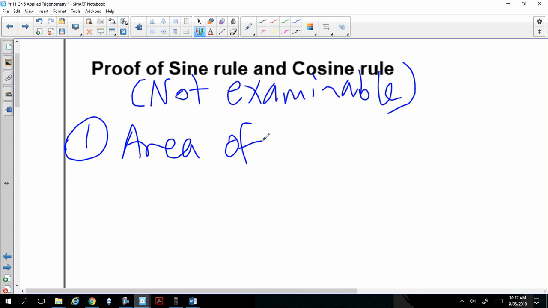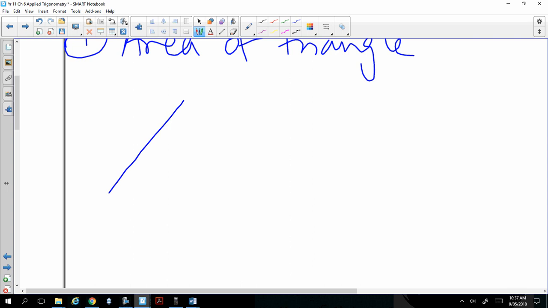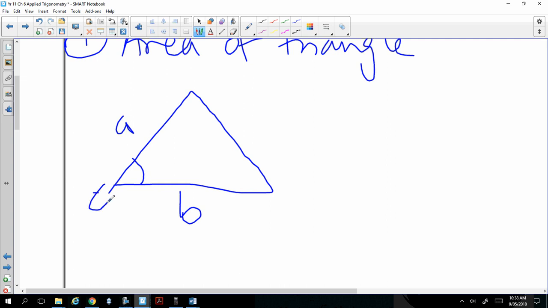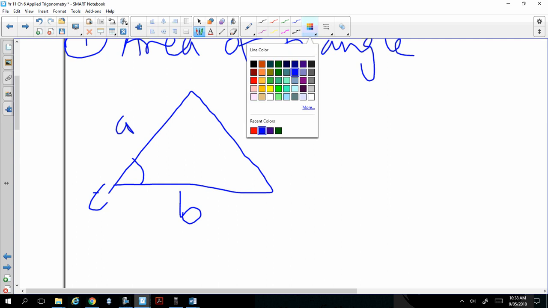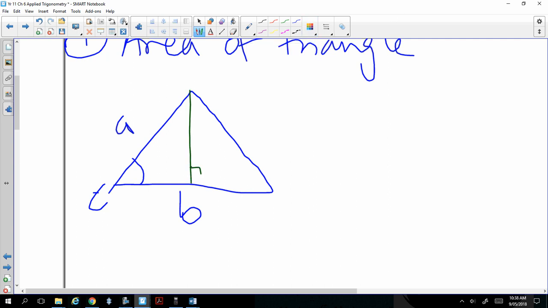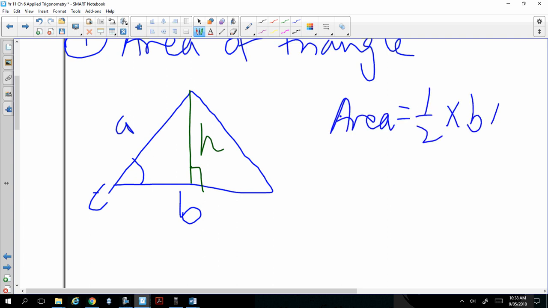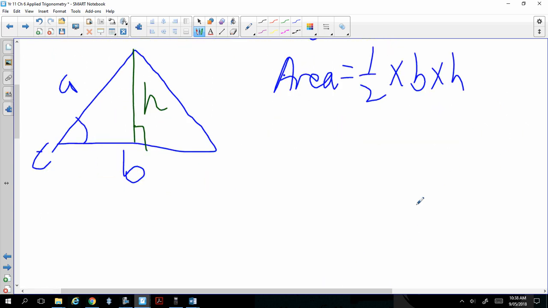Area of triangle. So what I'm going to do is draw this triangle over here. We've got B, got the A, got the C, right? So what we're going to do, we're going to find the perpendicular height. Let's call that H, right? So to find the area is half times base times H, right? And the question is, can we find H in terms of the angle and A? Yes, we can.